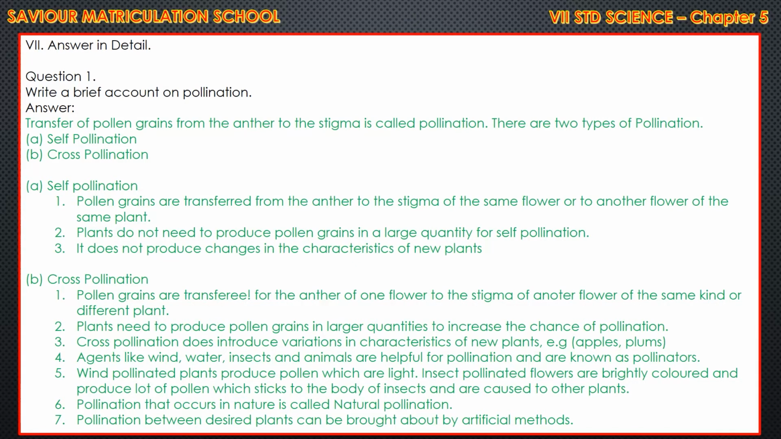Insect-pollinated flowers are brightly colored and produce a lot of pollen which sticks to the body of insects and is carried to other plants. Pollination that occurs in nature is called natural pollination. Pollination between desired plants can be brought about by artificial methods.